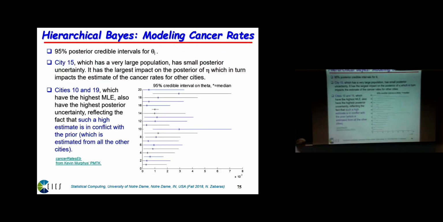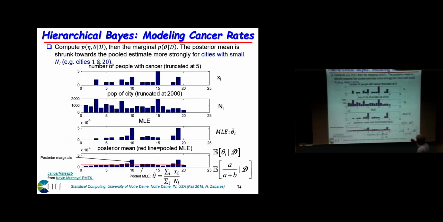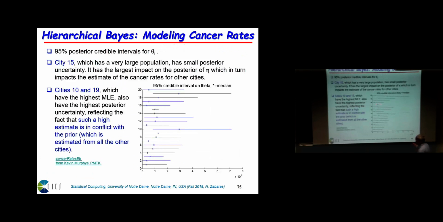So if you use the posterior credible intervals, this 95% on the posteriors of the parameters theta, notice, let's look at certain places, right? So if I look at city 15, you notice on city 15, the uncertainty is very small. Let's see what's going on in city 15. There is a huge number of population. Xi is very big. You know, the MLE is very confident, etc. Okay, so you notice there is very little uncertainty.